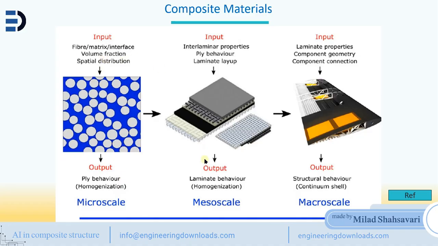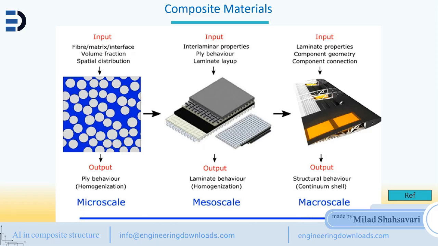At the mesoscale, we focus on the properties within each layer. For example, when carbon fiber is combined with a matrix like epoxy, with a specific VF, we analyze what properties emerge. This becomes the input for mesoscale analysis. Additionally, the layer stacking arrangement is also an input, such as how many layers we have and what fiber orientation each layer has. Once this analysis is complete, the laminate is evaluated to understand the behavior of the stacked composite. At the macro scale, we take a broader view.